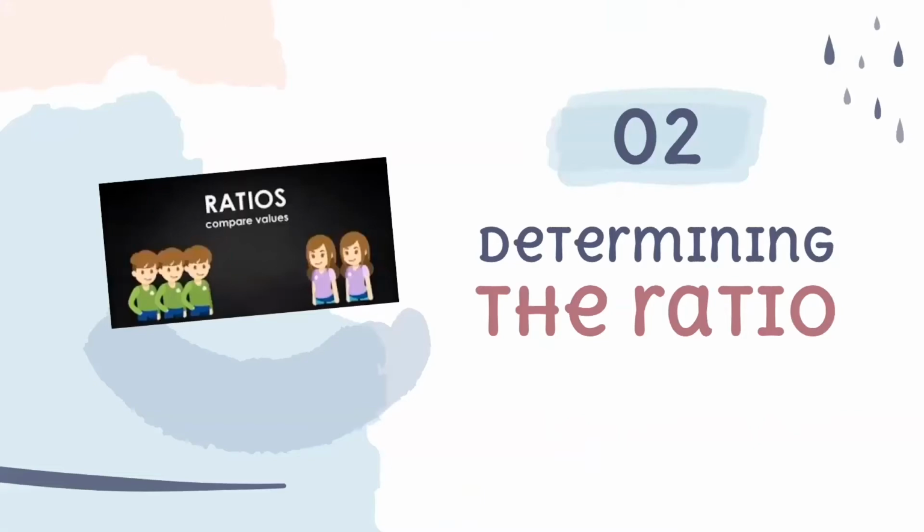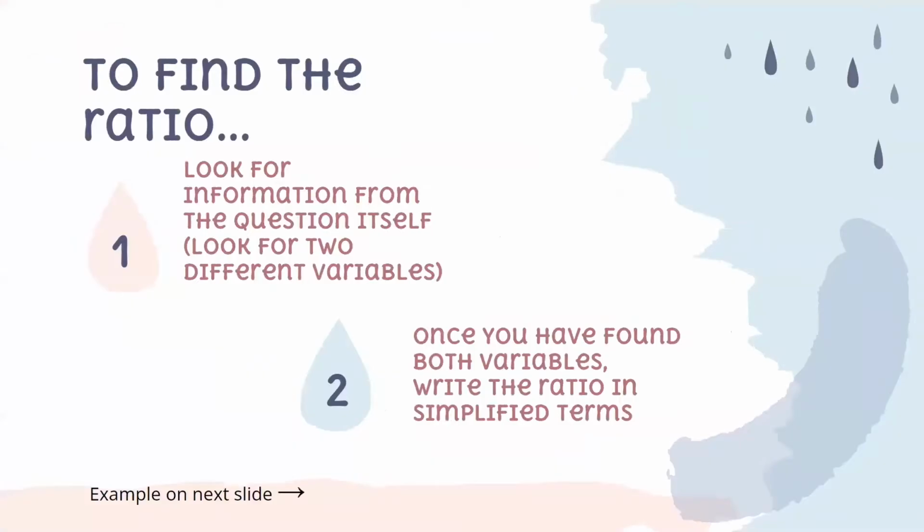Number 2, determining the ratio. To find the ratio, the first step is to look for information from the question itself. Look for the x and y variables. Step number 2 is that once you have found both variables, write the ratio in simplified terms if possible.